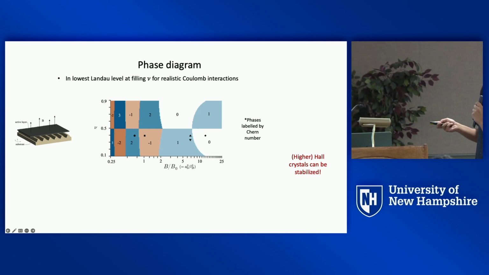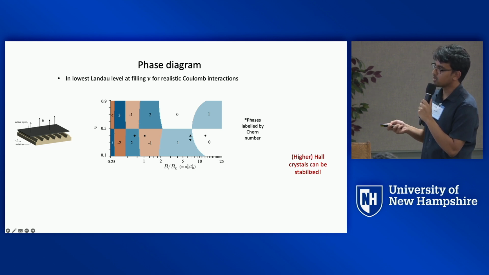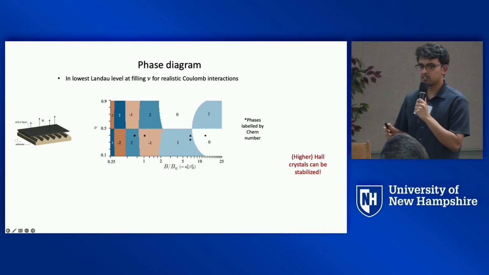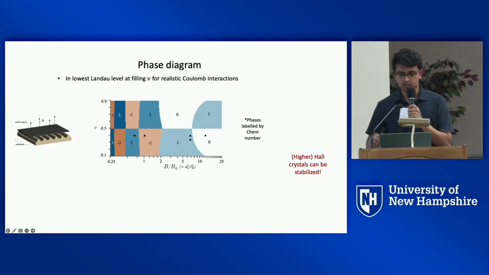On the x-axis, you see the magnetic field, and on the y-axis, you see filling. And labeled in these colored regions is the Chern number of the given phase. And so the gist here is that higher Hall crystals can be stabilized. This doesn't depend strongly on the form of the interactions. Nothing's too finely tuned here.